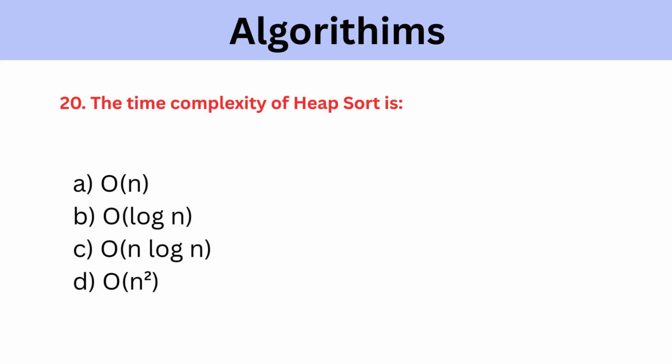The time complexity of heap sort is: A. O(n). B. O(log n). C. O(n log n). D. O(n squared).